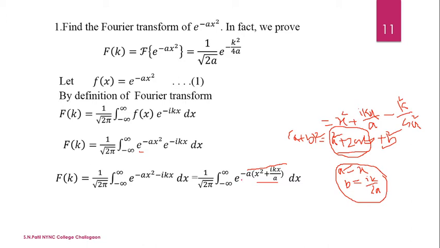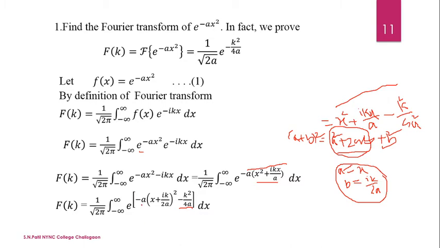Now see, this is (a plus b) bracket square. So we get minus k square divided by 4a square. Now this is the expansion of x plus i k divided by twice a, bracket square.